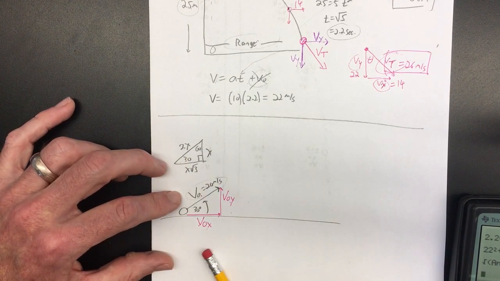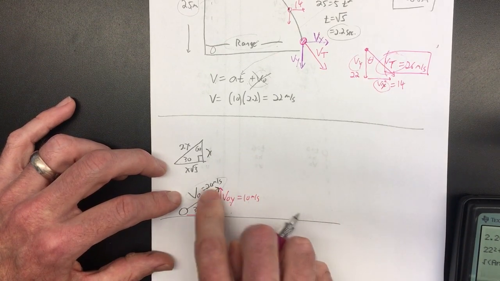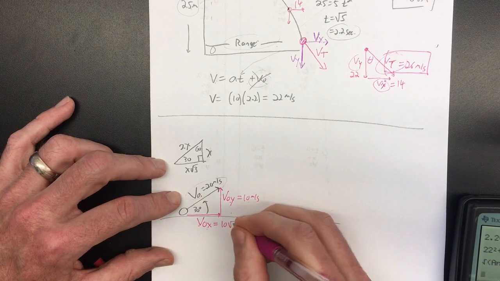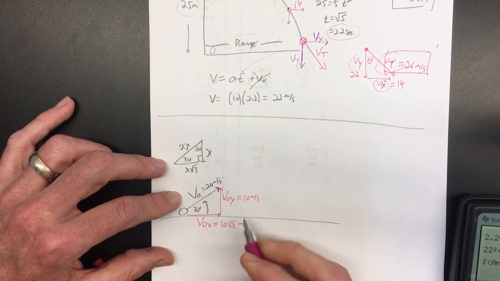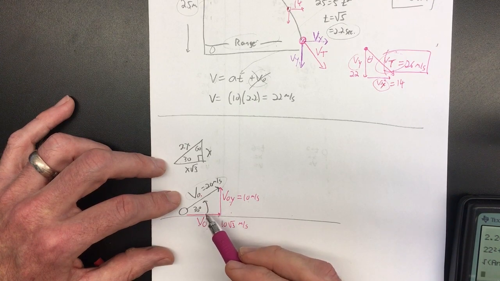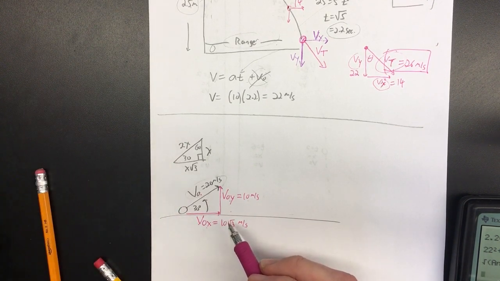That means my x on this side has got to be 10, because this times 2 should give me that. And then this over here is going to be 10 times the square root of 3. And I like to label them with meters per second so I don't get confused and think of them as a distance or something like that, right? We want to make sure that these are labeled as velocities.